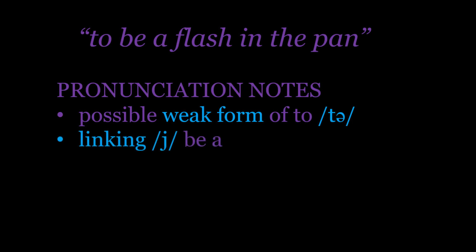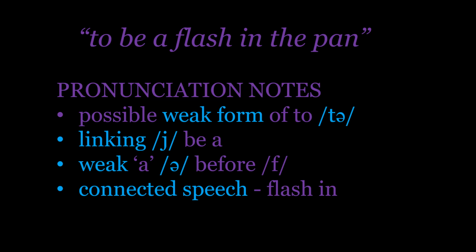Then we've got this linking y sound between the words be and a. And the reason that I'm pronouncing it a and not a is because we've got this f sound at the beginning of the word flash, which kind of forces us almost to use a weak form of the a. The weak form is a, the strong form is a. So what we've got there is a flash, and we're adding the linking y between be and a. So be a flash, to be a flash.